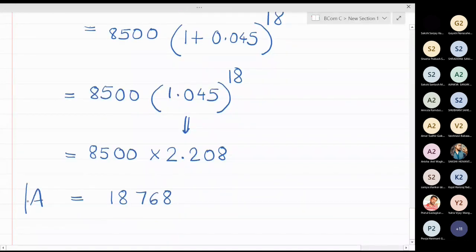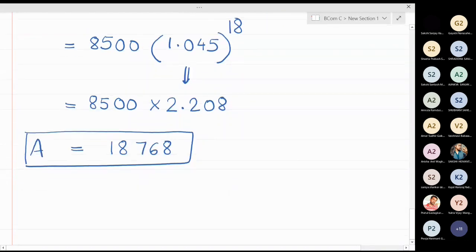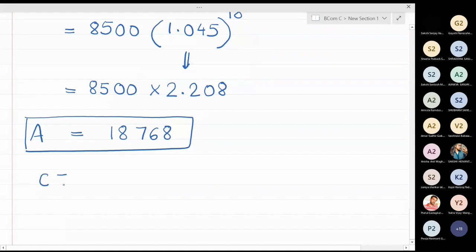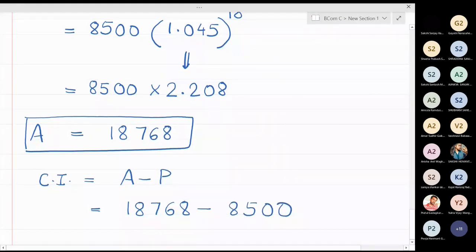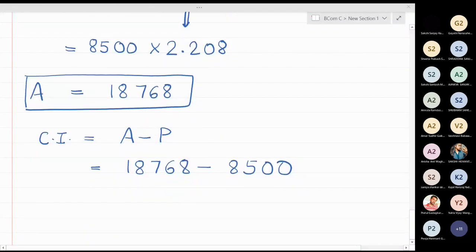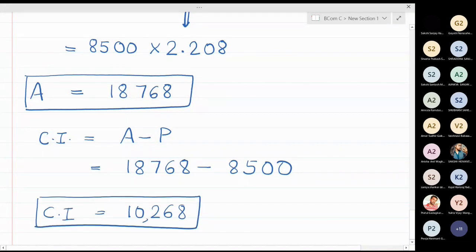So this is the amount. Okay, and now we want to find the compound interest. The formula of compound interest is CI is equal to A minus P, which is equal to 18,768 minus 8,500. That is nothing but 10,268. So this will be the compound interest of this problem.